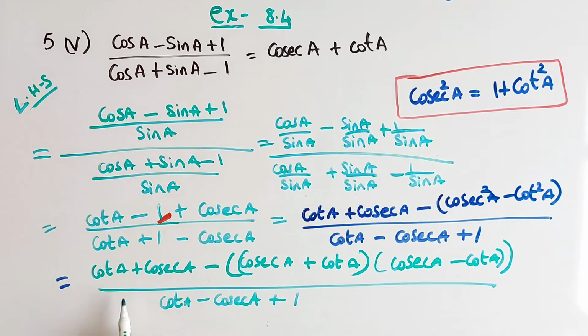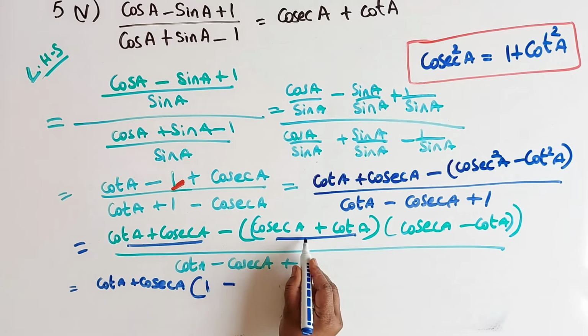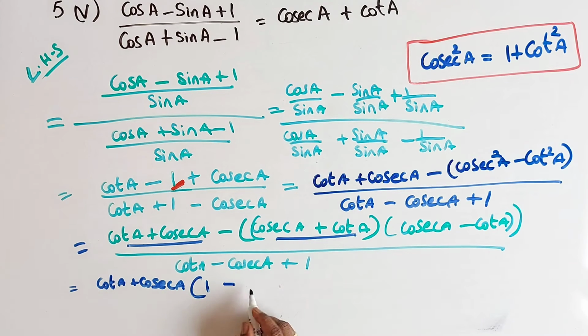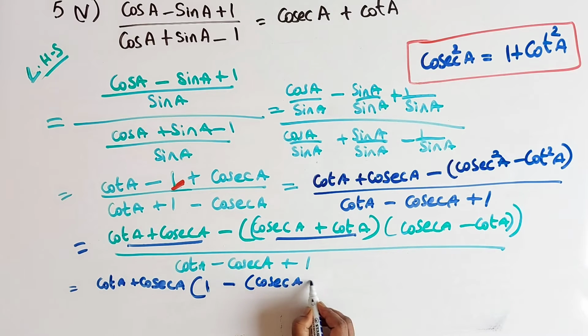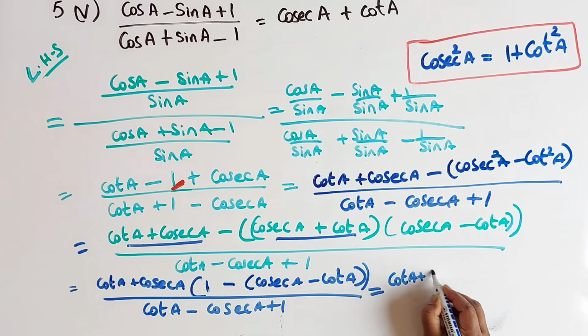Right children? Now see here, cot A plus cosecant A here. Here also cot A plus cosecant A. We can write it outside. Take common cot A plus cosecant A. So here will be 1 minus, here will be 1 into cosecant A minus cot A, children, divided by, in brackets, cot A minus cosecant A plus 1 in denominator, right? So this equal to cot A plus cosecant A.